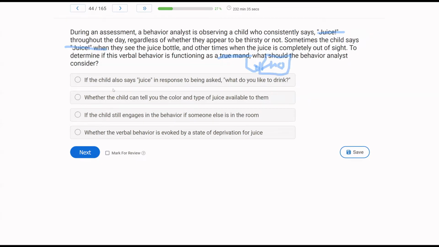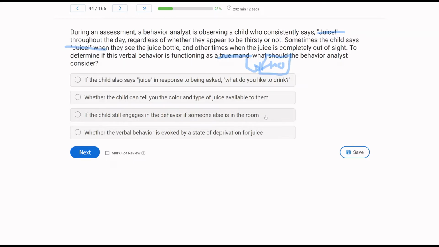Let's look at A. If the child also says juice in response to being asked, what do you like to drink? Well, A would be an intraverbal, not a mand. B, whether the child can tell you the color and type of juice available to them. This would be much more of a tact or an intraverbal if they were asked the question.